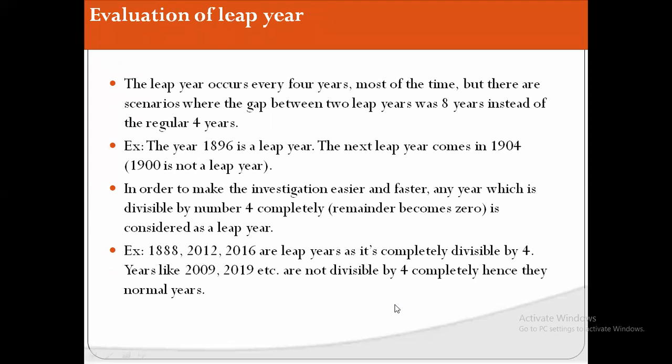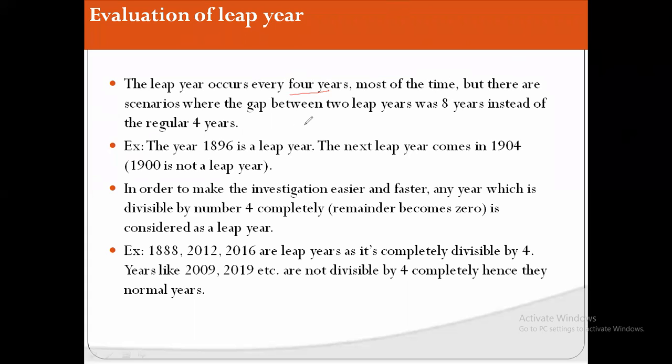Once we have learned the basics, then we can calculate from either the forward or backward periods. Now I'm going to discuss with you how to evaluate a leap year, how to calculate that, and how to calculate the odd days for a leap year. A leap year occurs every 4 years most of the time, but there are scenarios where the gap between two leap years is 8 years instead of the regular 4 years.